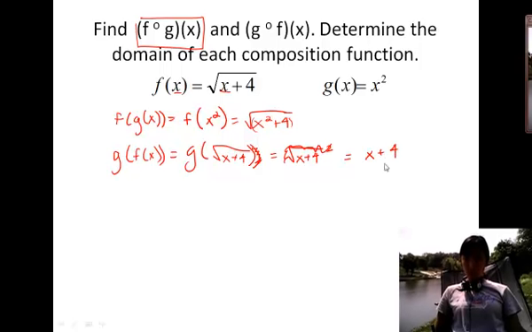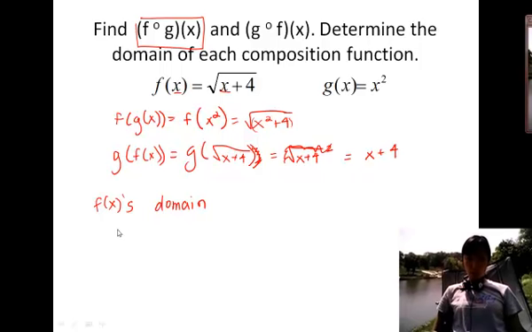Now this is deceiving because you would look at this and say the domain is all real numbers, but we have to take into account that we had to go through inputting into this function before we ever would be able to input it into this function. So we have to look at both of the domains in order to determine the composition's domain. So let's just go ahead and say this is the one, f of x's domain is where we're going to have an issue.